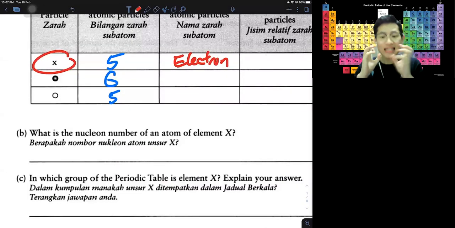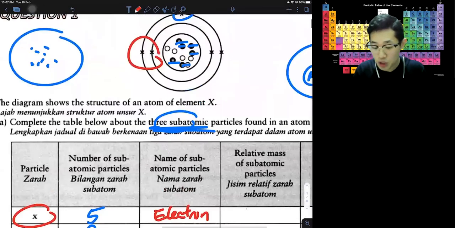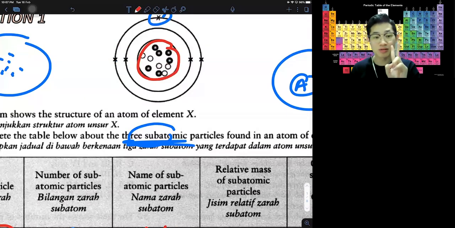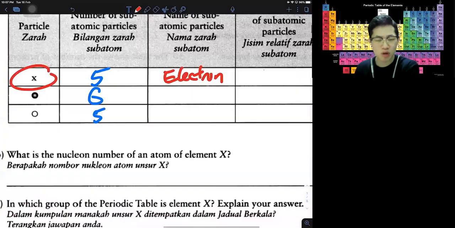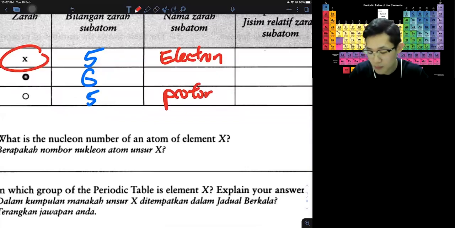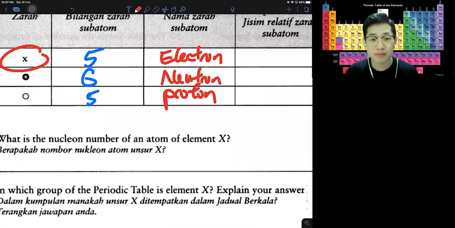And then in the nucleus, there are 2 types of particle, which are proton and neutron. So how do I know which one should be proton and which one should be neutron? The electron number should be the same as the proton. So 5, 5, proton and electron. So this one will be the neutron, just like that.